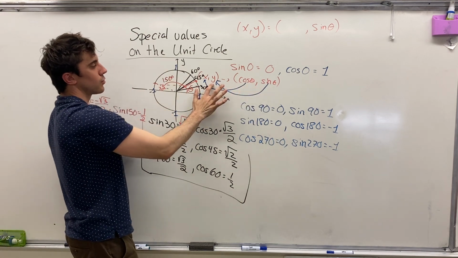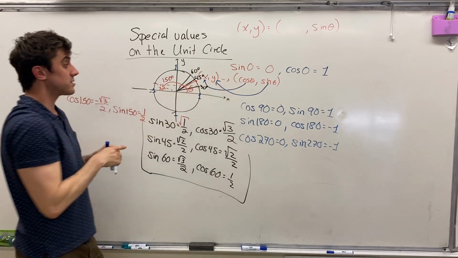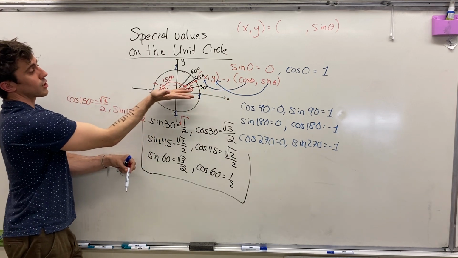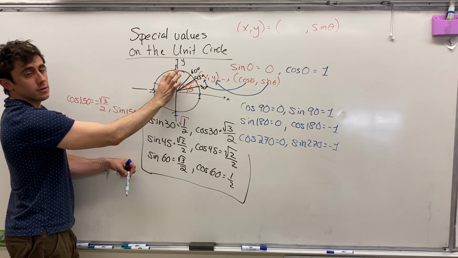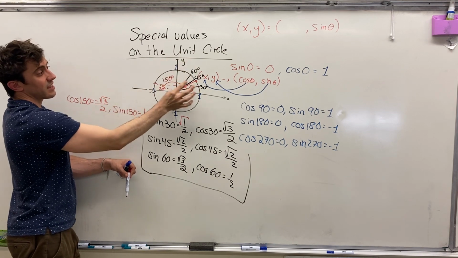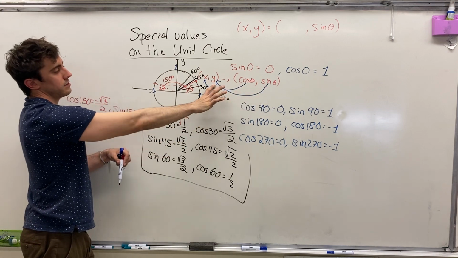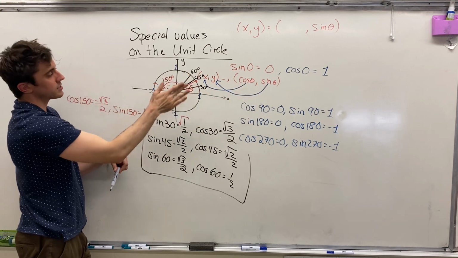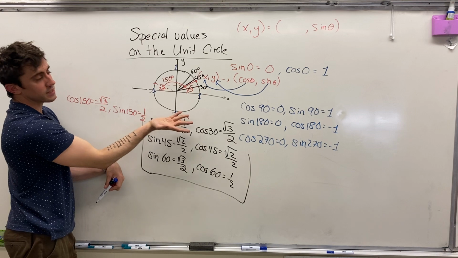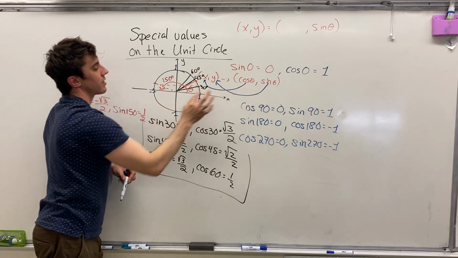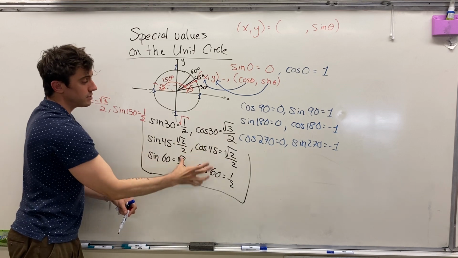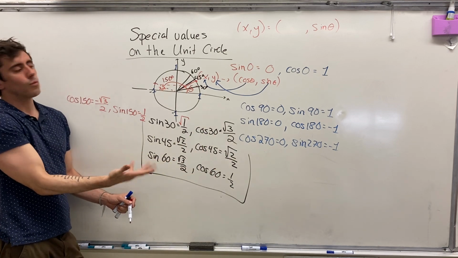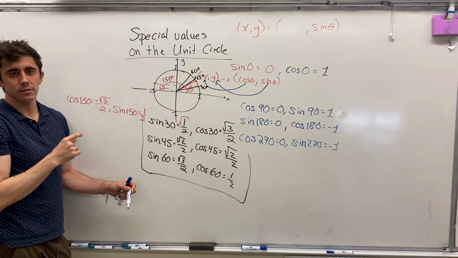Sine theta correlates to the y-coordinate, and so you'll see that sine values are positive in quadrants 1 and 2. So above the x-axis, sine theta, y, is positive. And of course, in quadrants 3 and 4, below the x-axis, our sine theta values will be negative. They're going to be the exact same values in magnitude as the 6 values we looked at here. We just have to be careful of the negatives, okay?